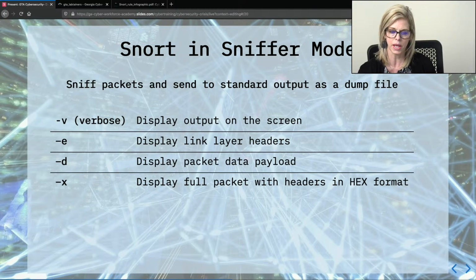-e is going to display the link layer headers. So when you think of link layer, hopefully you're thinking of Ethernet and Ethernet frame. It would be helpful for you to remember this one with -e for Ethernet. If you want the packet payload to be displayed, then you would use the -d option. If you want the full packet with the headers, and you want that information displayed in hex format, you're going to use the -x.